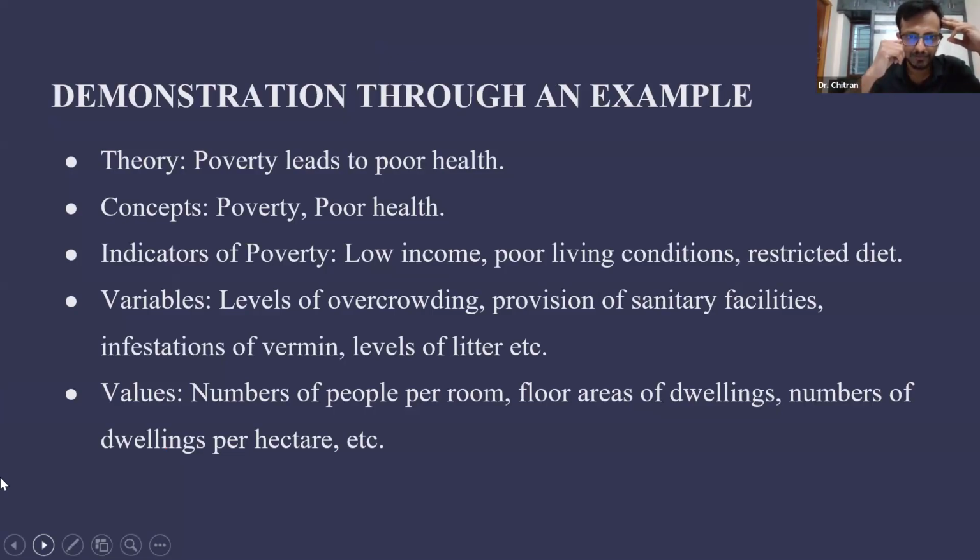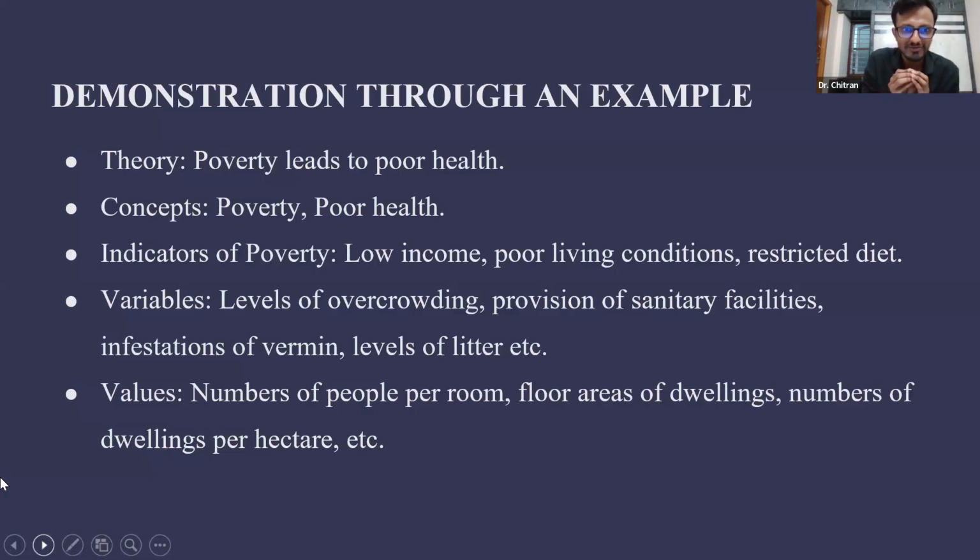There is a theory like poverty leads to poor health. Then there is something called a concept. Concepts are poverty and poor health. Somebody might have told that poverty leads to poor health, and maybe you are going to Dharavi, the slum in Mumbai, to measure how poverty leads to poor health. You're using a theory from some scholar who worked on it, applying it here, and using the concepts of poverty and poor health.